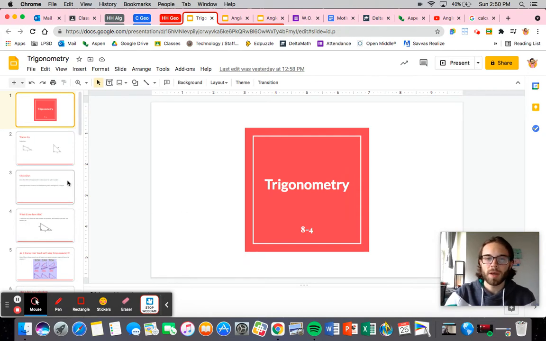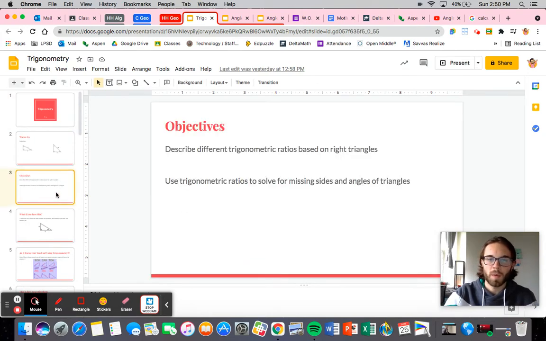All right, so what are our goals for today? Well, we're going to talk about the different trigonometric ratios based off of right triangles, and we're going to use those ratios to solve for sides and angles.